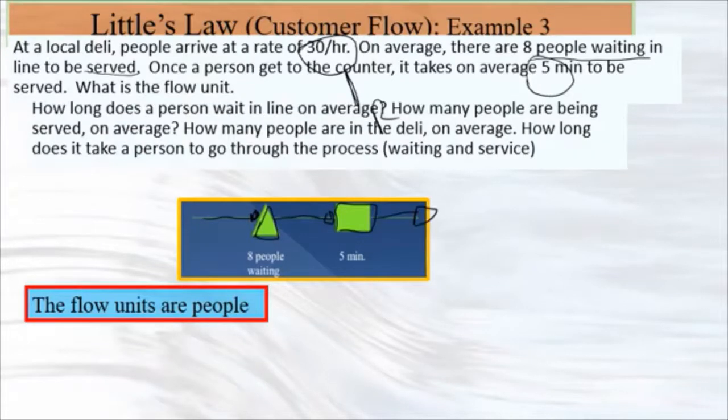So now the question asks, how long does a person wait in line? How many people are being served on average? How many people are in the deli on average? How long does it take a person to go through the process?